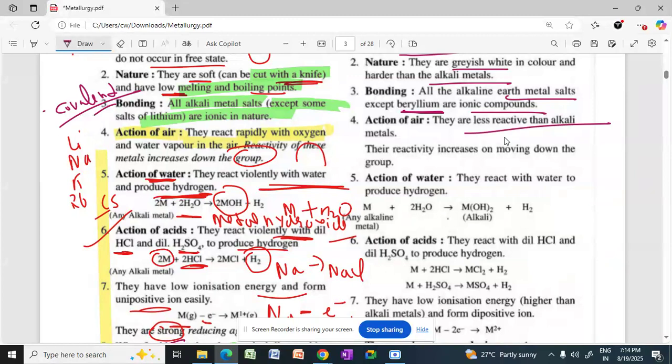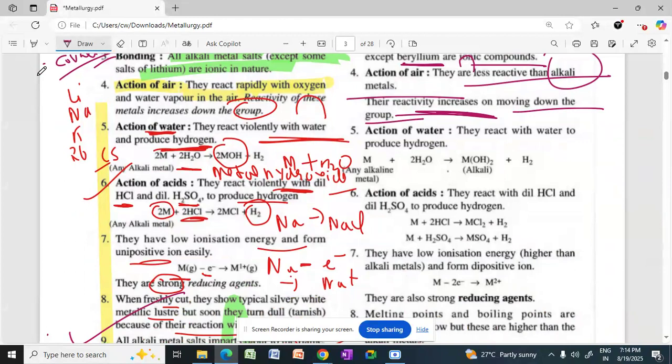Next, action with air. If I compare the reactivity of alkali as well as alkaline earth metals, it is important that alkaline earth metals are less reactive as compared to the alkali metals. Their reactivity increases on moving down the group. On moving down the group, reactivity goes on increasing, same as in the case of alkali metals.